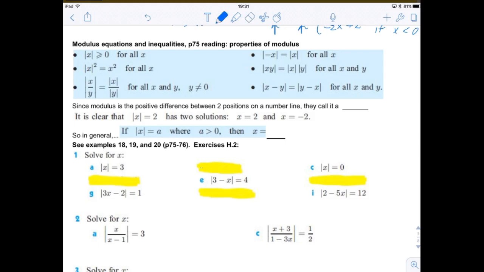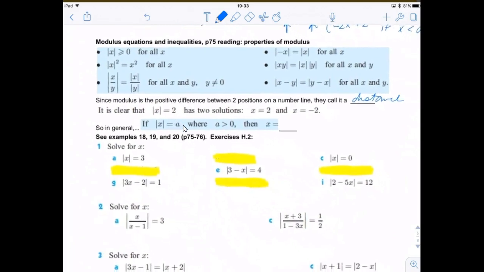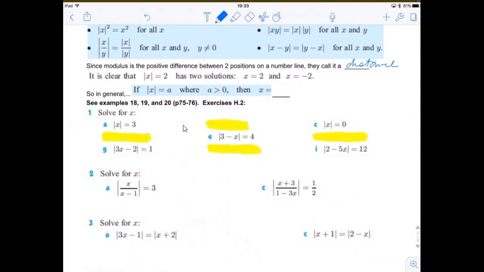Since modulus is the positive difference between two positions on the number line, they call it a distance. It is clear that absolute value of x equals 2 has two solutions, x equals 2 and x equals negative 2. So in general, if absolute value of x equals a, where a is greater than 0, then x equals positive a or negative a. So we'll say plus or minus a.